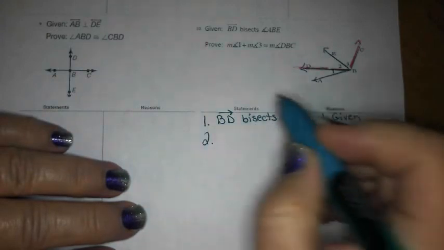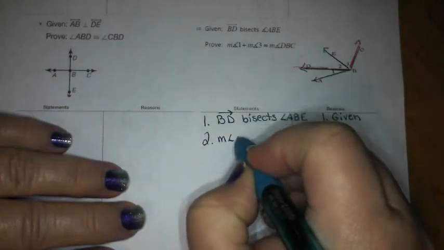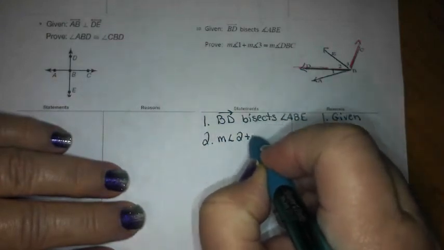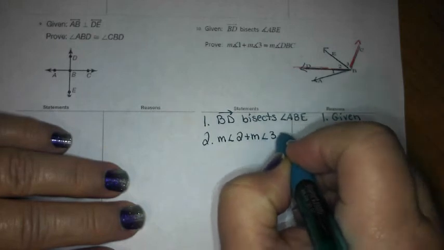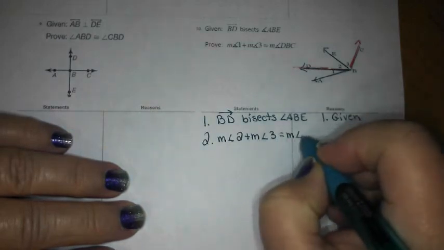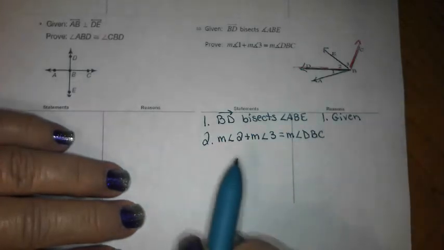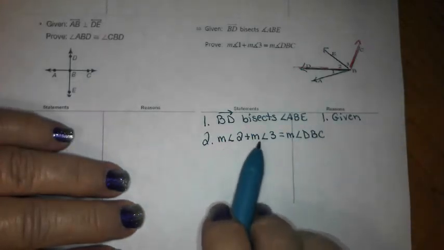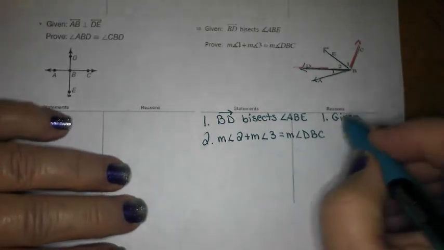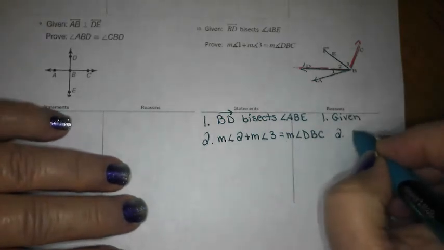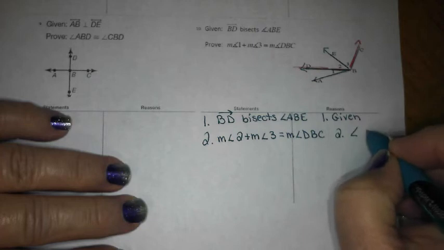So I know that the measure of angle 2 plus the measure of angle 3 equals the measure of angle DBC. And I know that because the little angle plus the little angle equals the big angle. That's called angle addition. So angle addition.